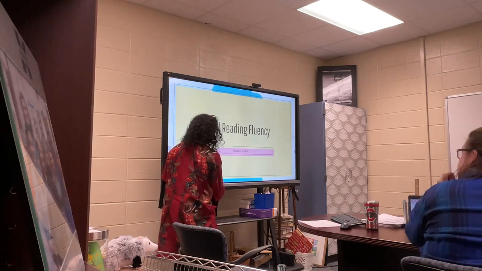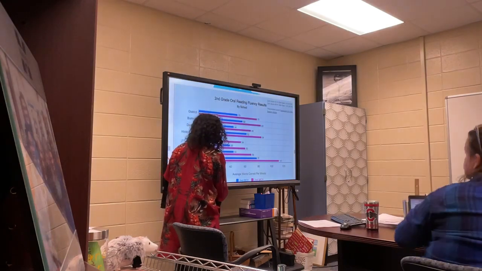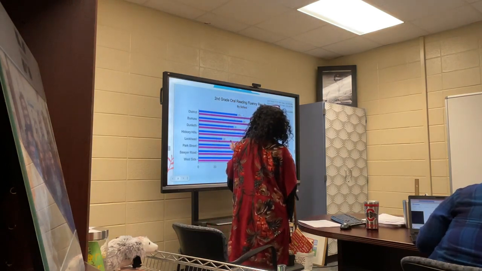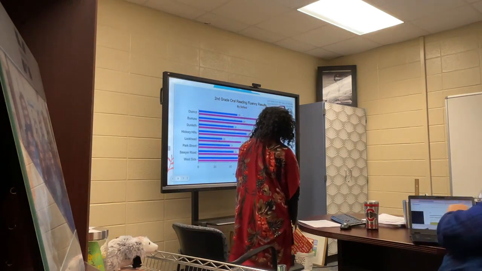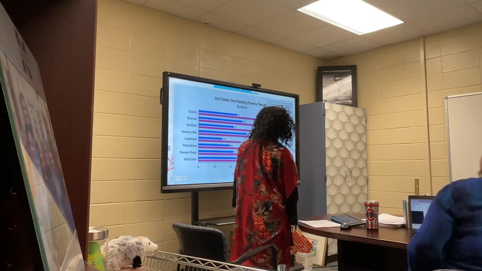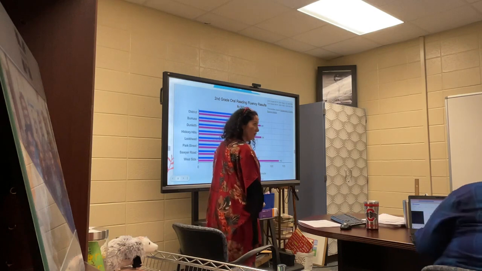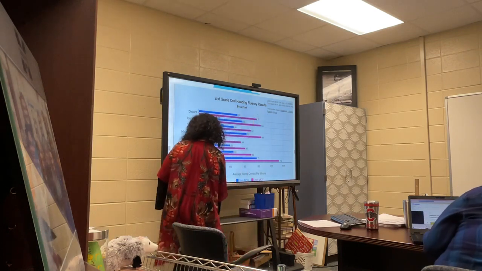So first we're going to take a look at our oral reading fluency. I know that many of you saw this chart, but you can see that within the district our average was 83 words per minute. So we did quite well in comparison to the other schools.